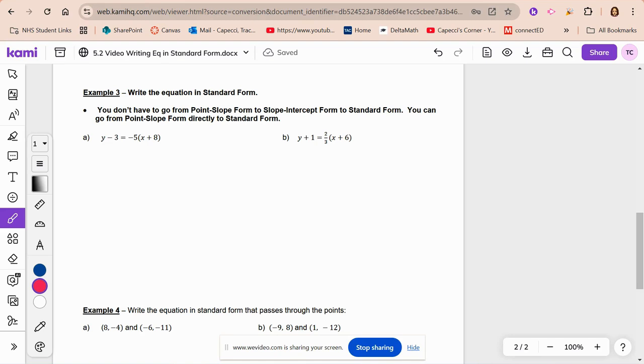Okay, let's take a look at the next one. You don't necessarily have to go from point slope to slope intercept to standard form. You don't need to do all three. So you can go right from point slope to standard. Let's just see how things work out and we'll decide what we want to do.